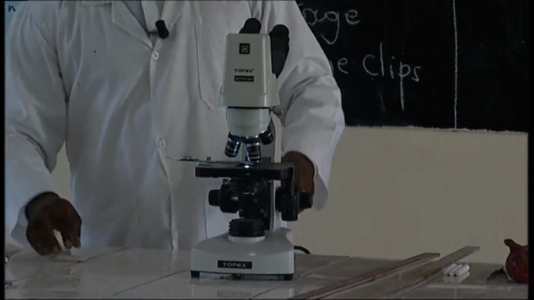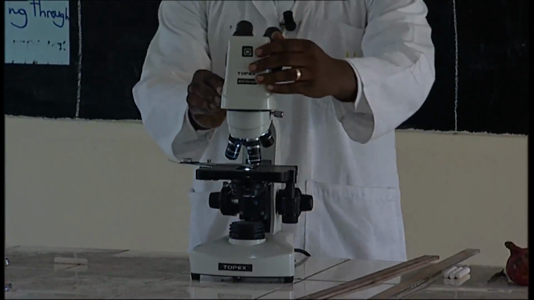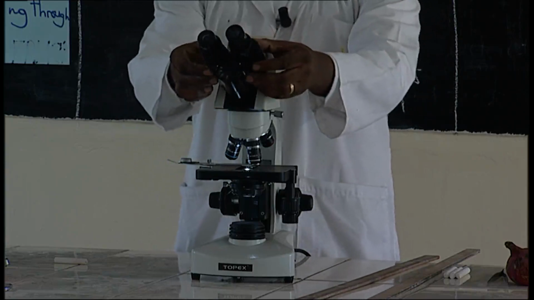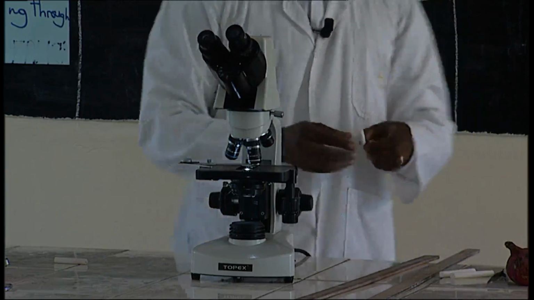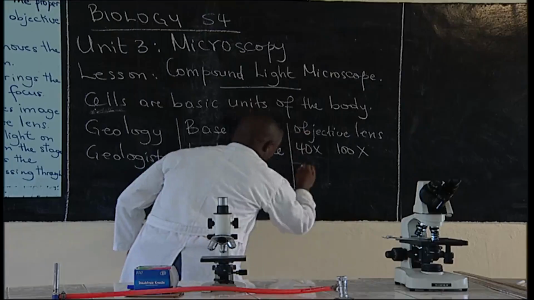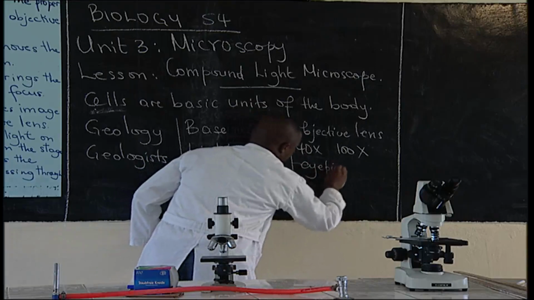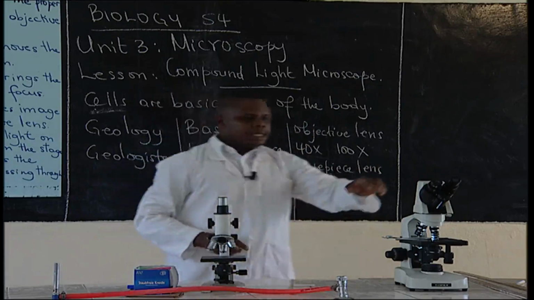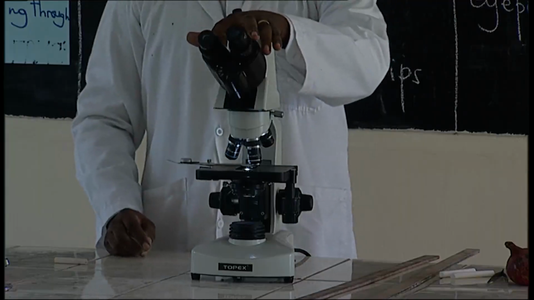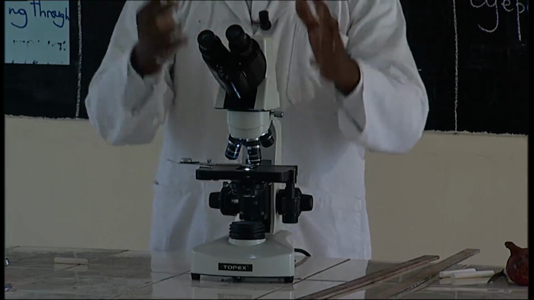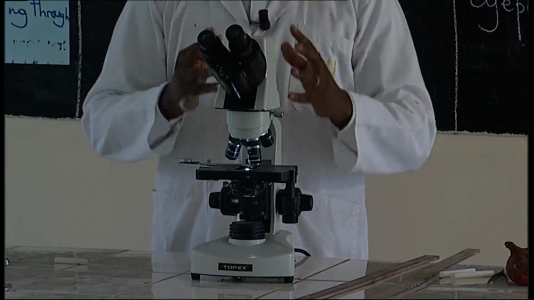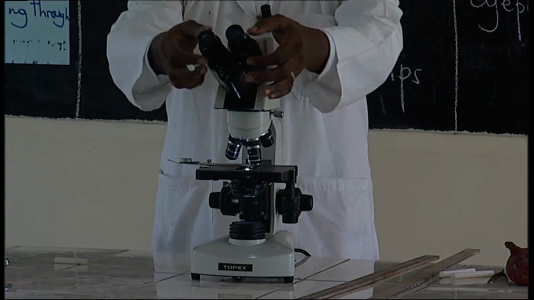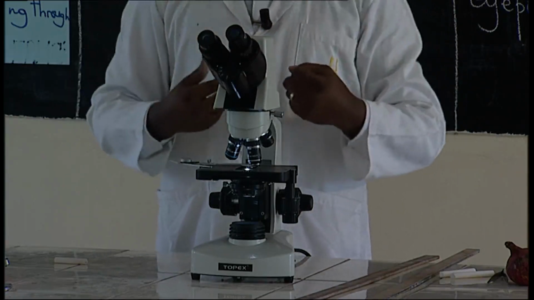When we go up, we have what we call eyepiece lens. And you see here, there are 2. That's why we call this one a binocular microscope, because we can use these eyepiece lens to see through them.